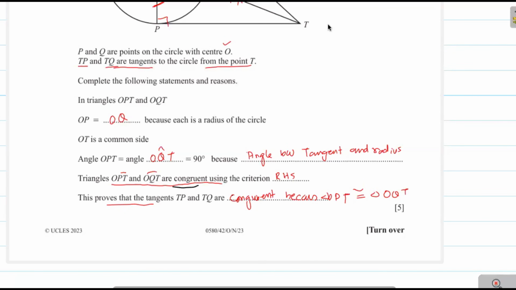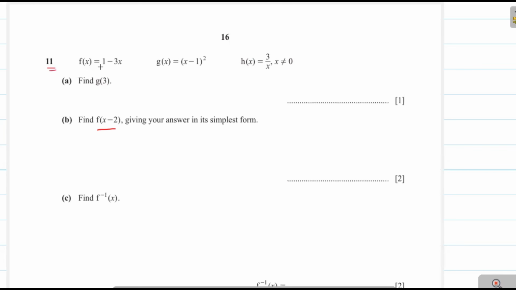Now the next question, question 11, f of x equal to 1 minus 3x, g of x equal to x minus 1 whole square, h of x equal to 3 over x. Part A, find g of 3. You see here g of x equal to x minus 1 whole square. We write g of 3 equal to 3 minus 1 whole square, and this will be equal to 2 square, and this will be equal to 4. We write here 4.